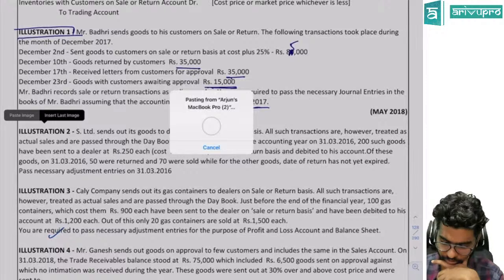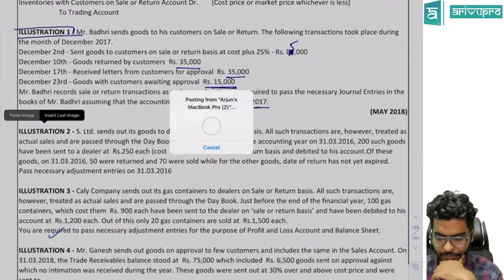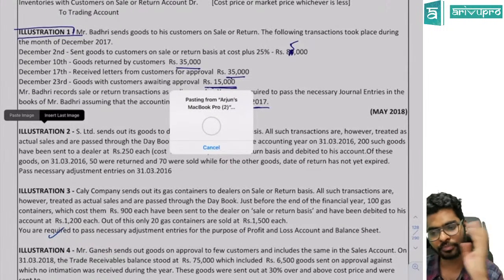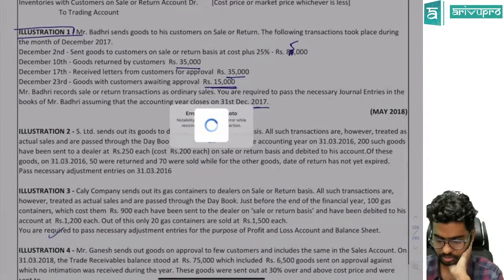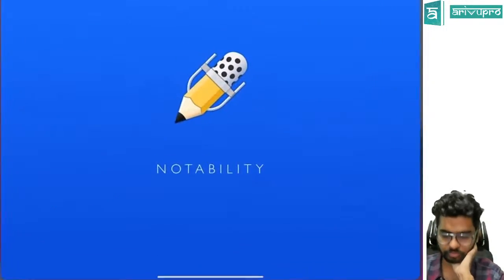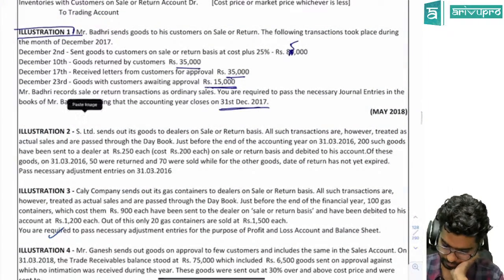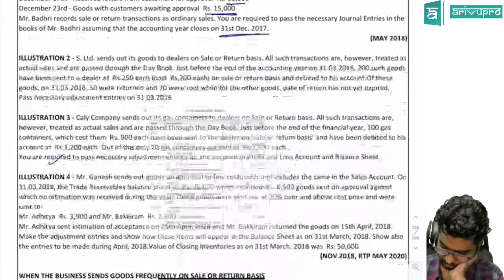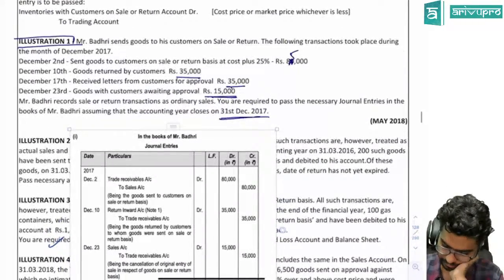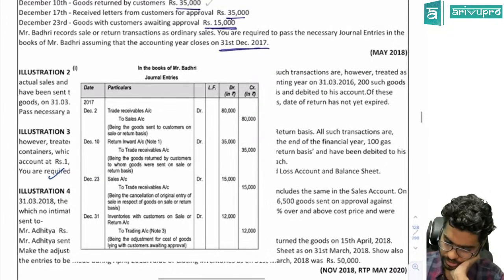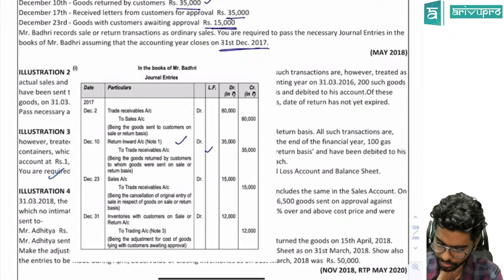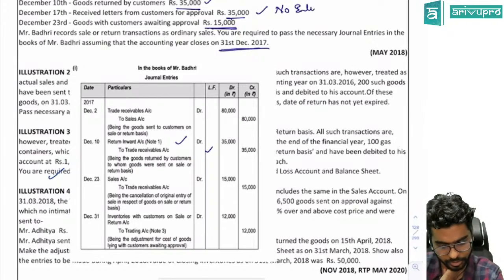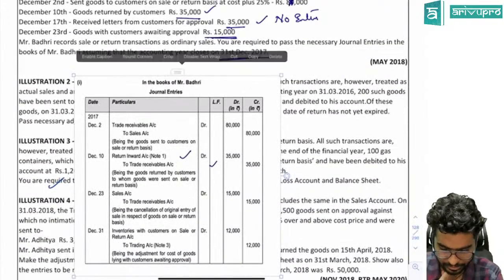So the first one, let's try looking into it. When goods are sent to a customer on sale or return basis, what's going to be the journal entry? Trade receivables to sales, 80,000. Now, when goods are returned, you'll be doing the reverse of it, that is sales returns to trade receivables. Goods received on approval, no entries required. Why? Because I originally treated it as a sale entry. Are you clear?